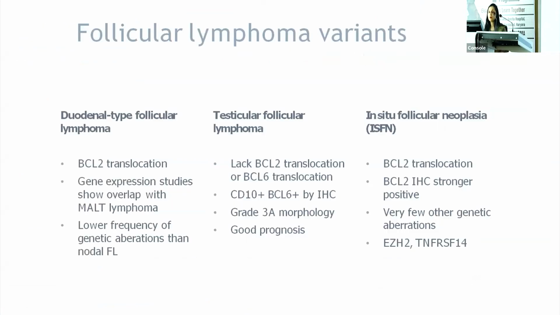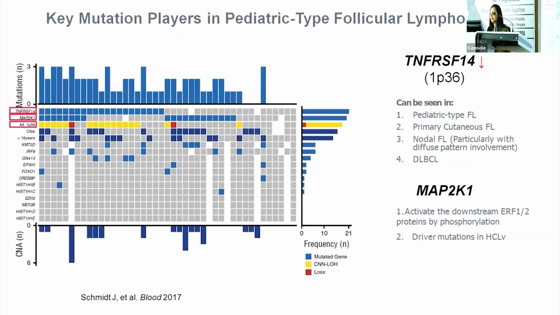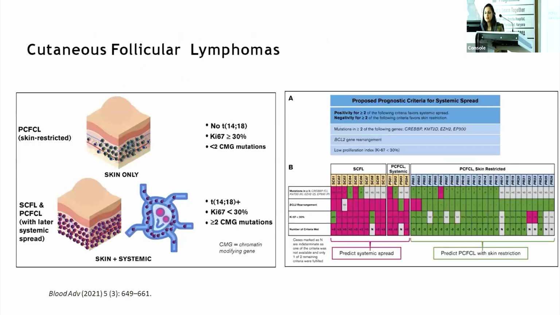Another point about the variants of follicular lymphoma: the duodenal type follicular lymphoma has BCL2 translocation. The gene expression studies overlap with marginal zone lymphoma. They have a lower frequency of genetic aberrations compared to the nodal follicular lymphoma. The testicular follicular lymphoma lacks BCL2 translocation, and they are CD10 positive, and they have good prognosis. In situ follicular lymphoma has BCL2 translocations, and they have some genetic aberrations in the epigenetic modifiers. So this is about the pediatric follicular lymphoma. I'll just skip this.